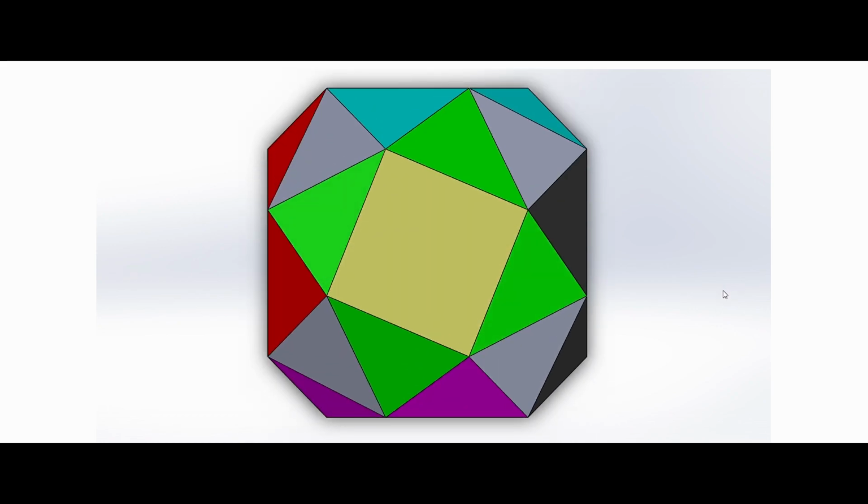Then let us consider this as the front view. There are 1, 2, 3, 4 triangles that fill out the gaps in the front view. In the opposite view, the back view, there are also 1, 2, 3, 4 triangles that fill out the rest of the gaps. So 4 plus 4, 8 triangles are also present in this figure.